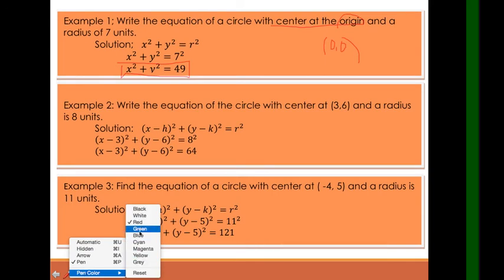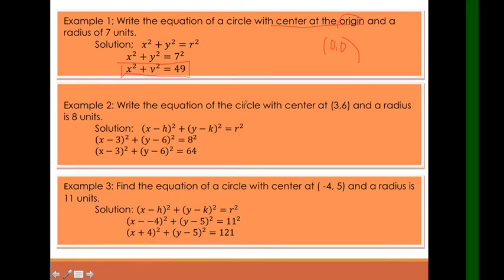Another example. Example number 2: write the equation of the circle with the center at (3, 6), which is the h and the k, and the radius of 8 units. So (x minus h) squared plus (y minus k) squared equals r squared. So h is 3, so we have (x minus 3) squared plus (y minus 6) squared equals 8 squared. Since only the equation is asked, this is already our answer. If you expand that, (x minus 3) squared and (y minus 6) squared, you will arrive at the general form, x squared plus y squared plus dx plus ey plus f.